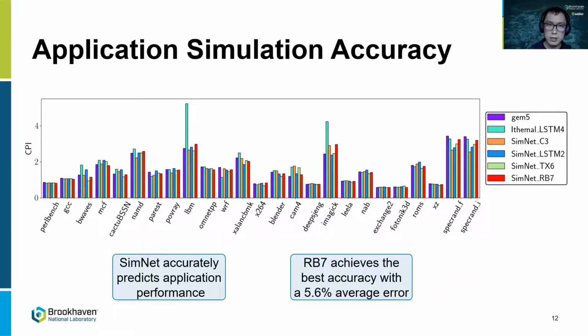Then we evaluate the application simulation performance. The figure here shows the simulated cycles per instruction, CPI, of all SPEC CPU 2017 benchmarks. From this figure, we can see that SimNet accurately predicts application performance of all benchmarks. Among different SimNet models, the RB7 model achieves the best accuracy with an average error of 5.6%.